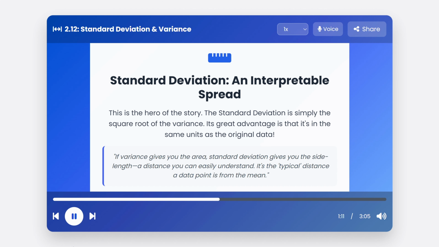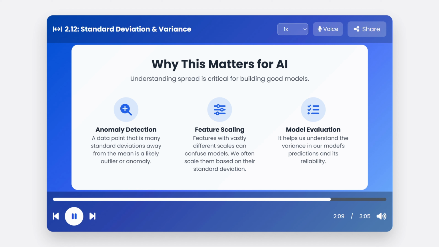Understanding spread is absolutely critical in AI. It's the primary way we perform anomaly detection. Any data point that is, say, 3 standard deviations away from the mean is very unusual. We also use it to scale our features before feeding them into a model, ensuring no single feature has a disproportionately large range. And it helps us evaluate our models by understanding the consistency of their predictions.